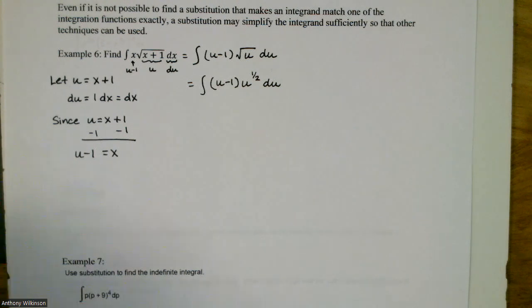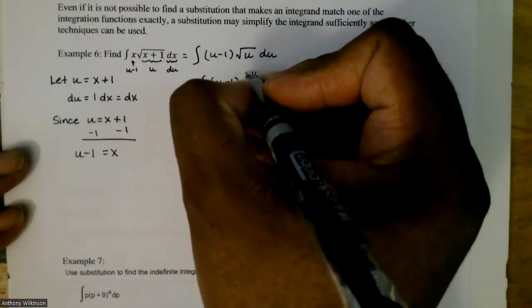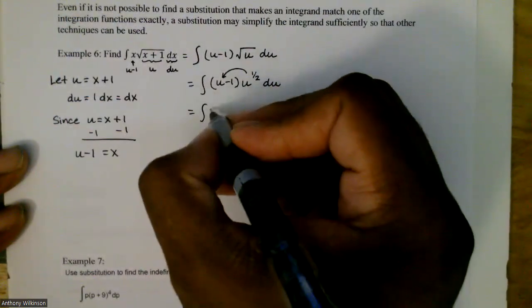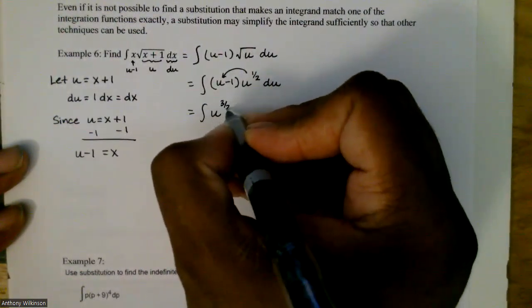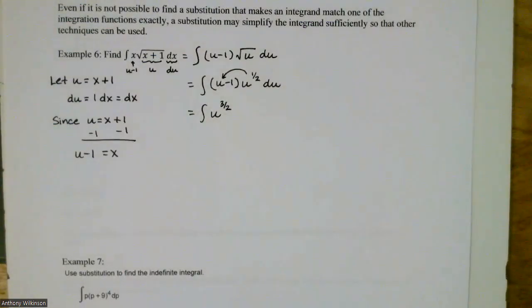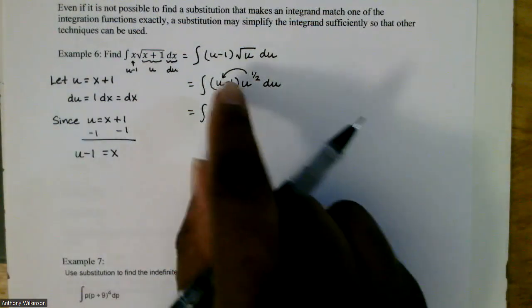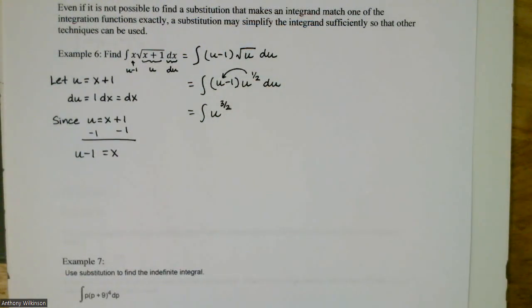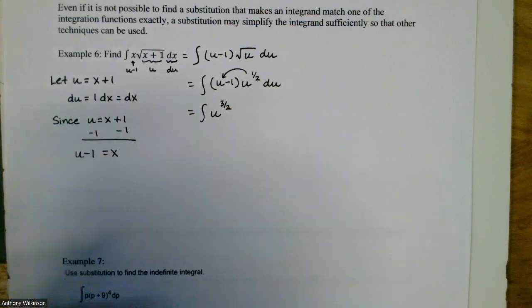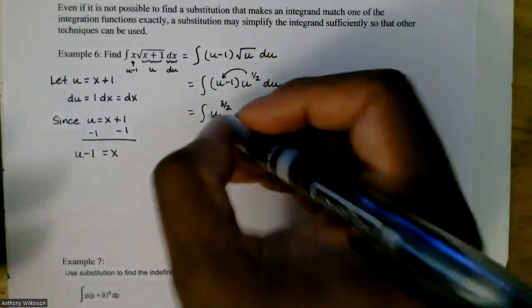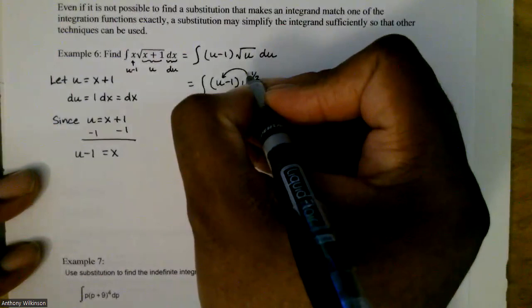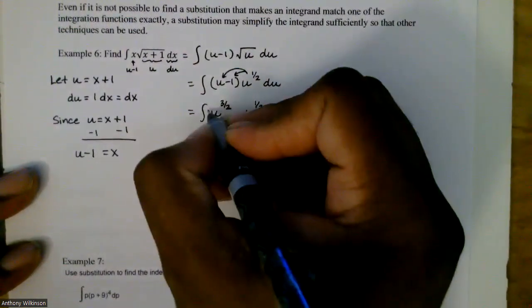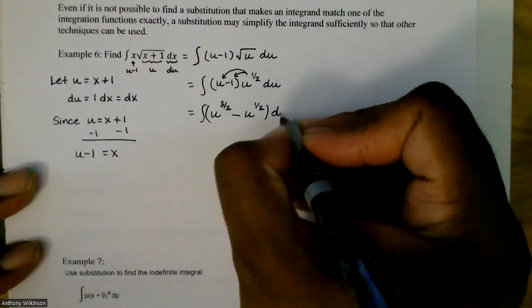Now, if I use the distributive property, u to the 1/2 times the u is going to be u to the 3/2. If you multiply powers of the same base, you add the exponents. That means this understood 1 will be added to the 1/2. It'll be 1/2, but as an improper fraction, it'll be 3/2. And then minus u to the 1/2 times the 1 would just be u to the 1/2. And then du.